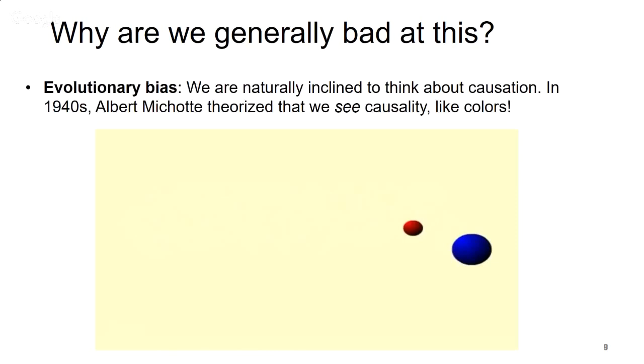So what Albert Michotte in the 1940s really pointed out was that humans like to see causality. We see causality in the way we see color. When we see patterns, we naturally draw causal conclusions without really thinking about whether we have enough evidence to suggest that there's causality in play and not correlation.